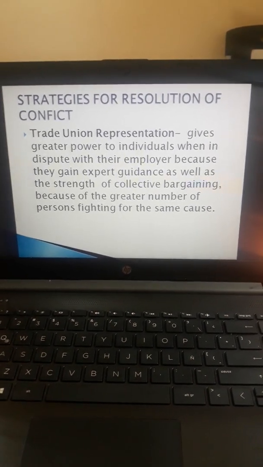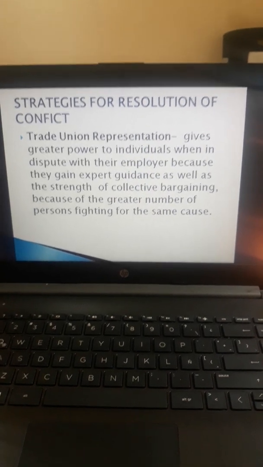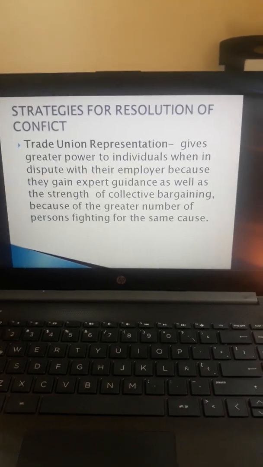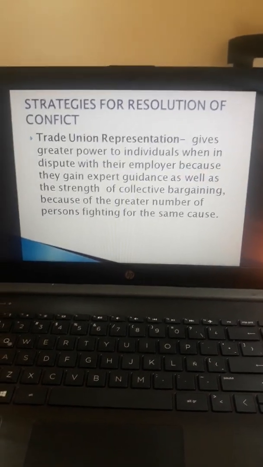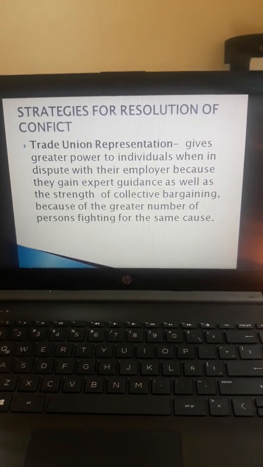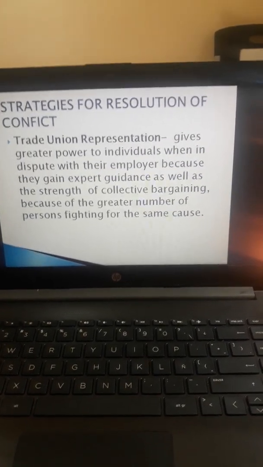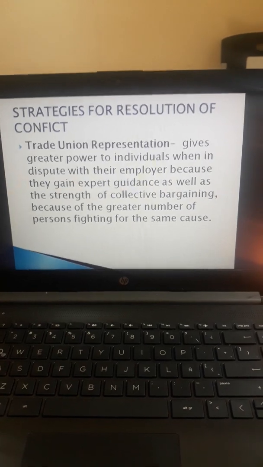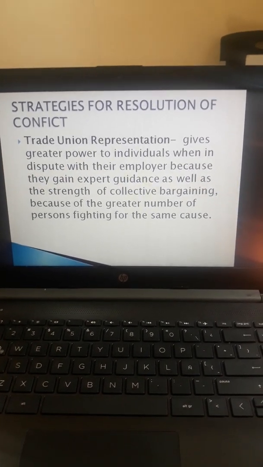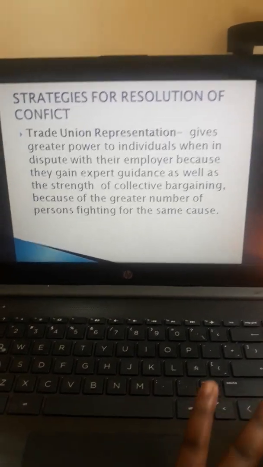So what the employee would do is join a trade union and pay a certain fee, and when they do that, they actually get a representative to come and act on their behalf. So this is really a representation for the employee because they have paid their dues and now they have a representative that can act on their behalf to help them resolve the conflicts within the organization.